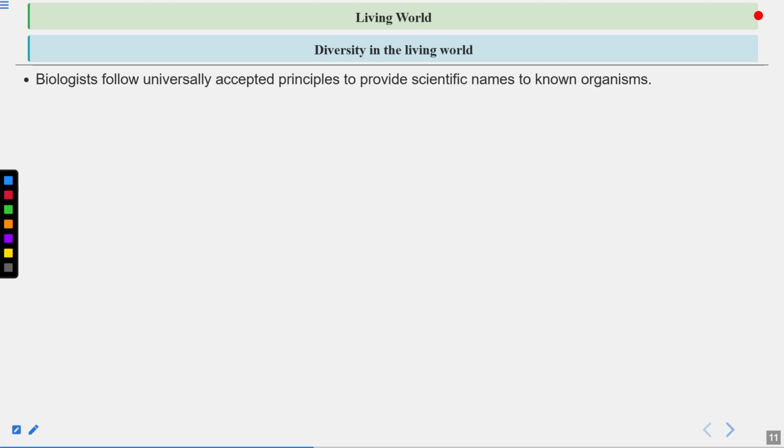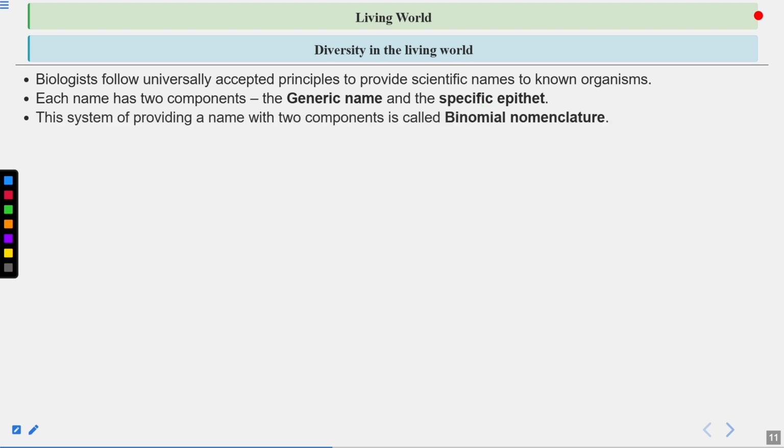Now, biologists follow universally accepted principles to provide scientific names to known organisms. Each name has two components, the generic name and the specific epithet. So we are talking about the scientific name here. A scientific name has two components. First is the generic name, another one is the specific epithet. This system of providing a name with two components is called binomial nomenclature. Bi means two.